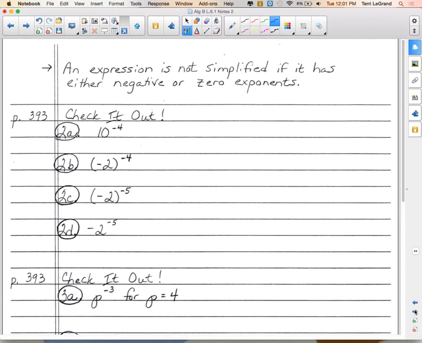Okay, let's go to the back side. We're only going to do the check it out problems here, 2A through 2D, and tomorrow we'll move on from there, okay? When an expression is not simplified, would you underline or box something? Not simplified. When you have negative or 0 exponents in it, it is not simplified.